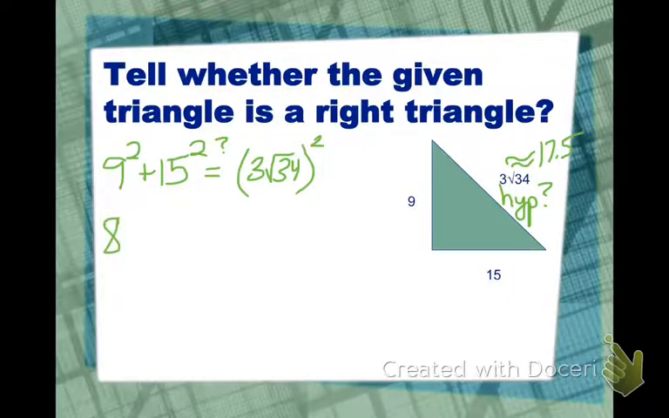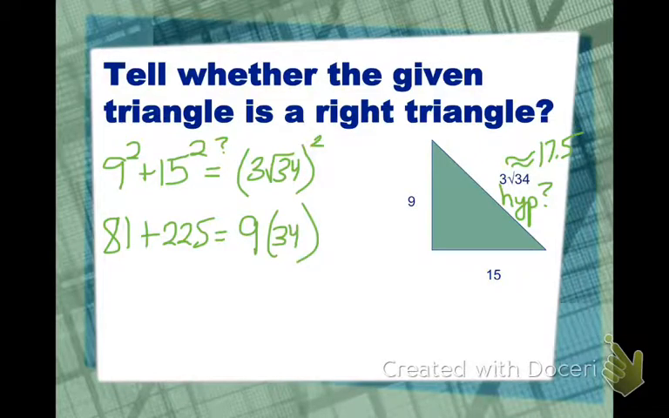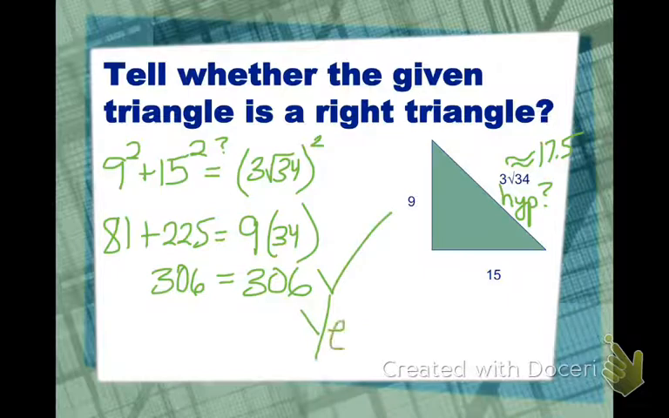So does 81 plus 225 equal, well, if we square the 3 we get 9, if we square the square root of 34 we get 34. So does 81 plus 225 equal 9 times 34? So this is 306 and this is 306. So the answer is yes, this is a right triangle.